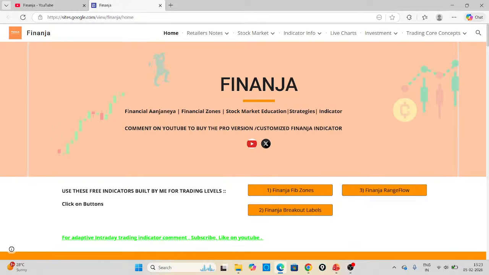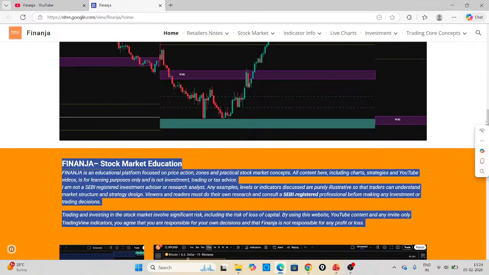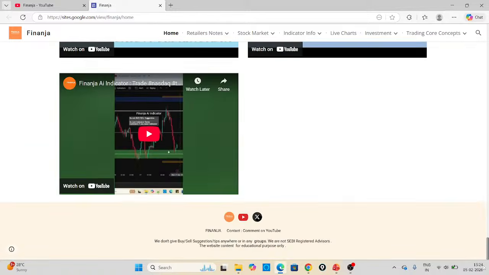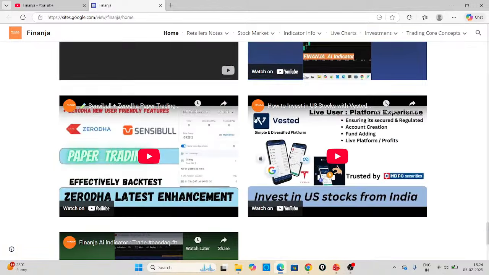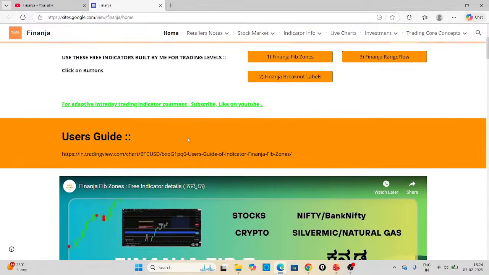This is again the website, where you can get a lot of details about the stock market. Each and every detail is listed out here solely for educational purposes. And as a disclaimer, I already mentioned that I'm not a SEBI registered advisor. I'm also a day-to-day learner like you guys. Maybe if we exchange knowledge, we can go together and create a community. So this is the website, and you can get the indicator details also.